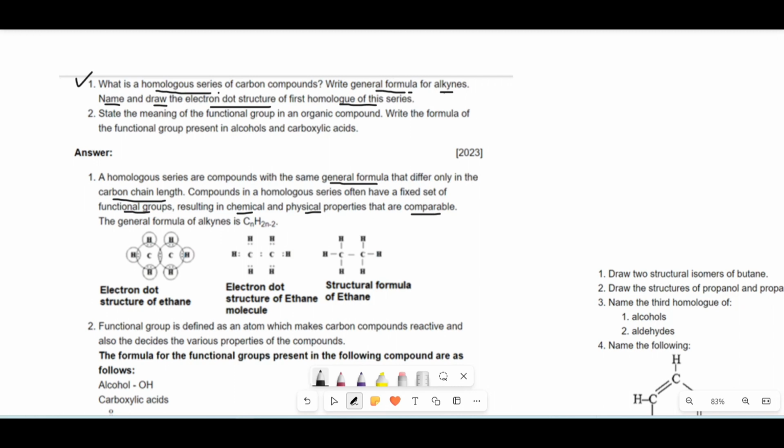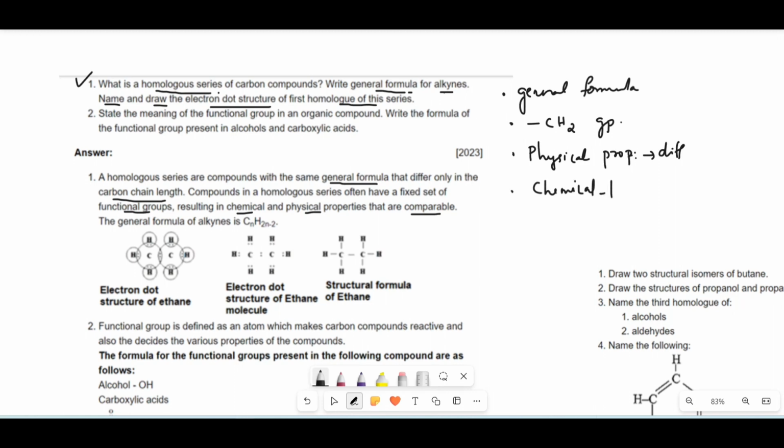For example, in a homologous series, the important points you need to note are that they will have a general formula, and the preceding and succeeding members will differ by a CH2 group. Their physical properties will be different because they have different carbon chain lengths, but they will have the same chemical properties.